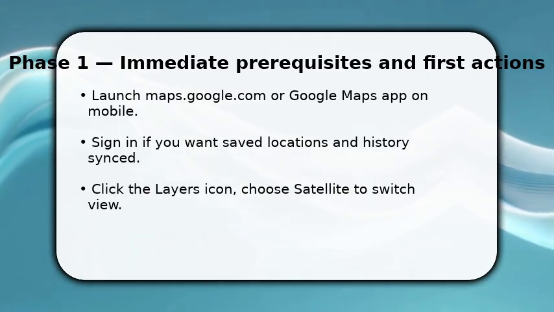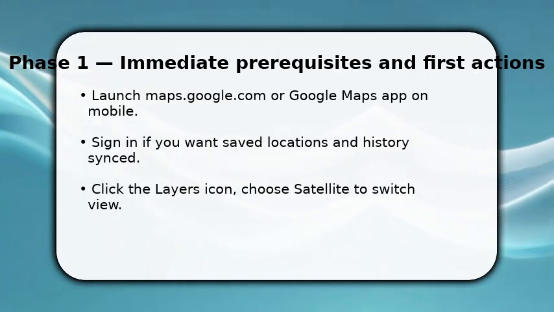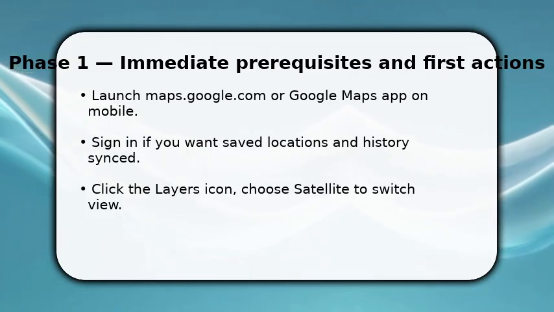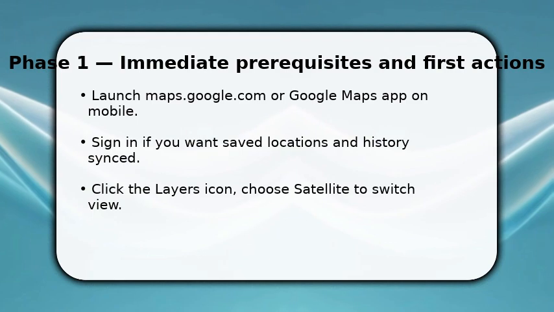Next, tap or click the Layers button in the corner, then select Satellite. That flips the view from default map tiles to photographic imagery. If you're on mobile, pinch to zoom. On desktop, use the mouse wheel or +/- controls to begin framing the area you need.